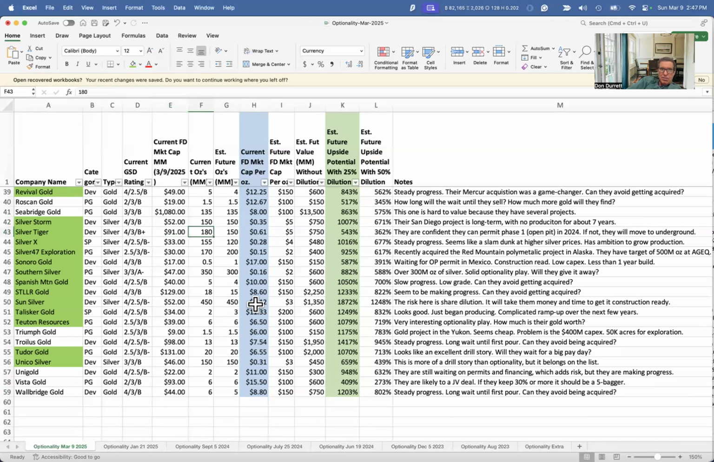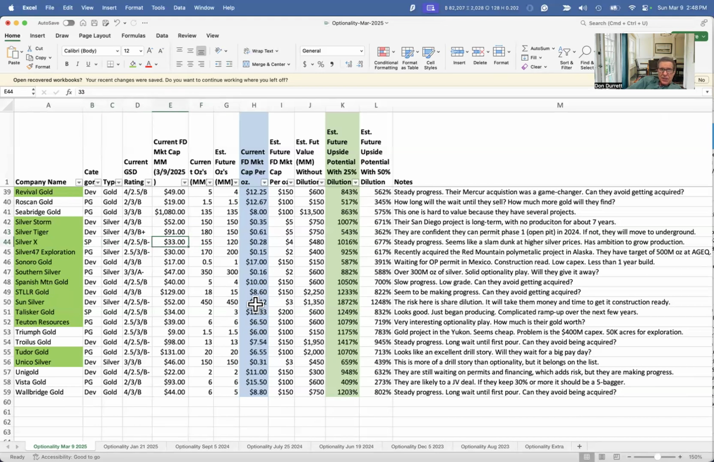Silver Tiger, big fan of this one. Glenn Jessam, paying 60 cents in the ground, 91 million. They have 180 million silver equivalent. I'm only giving them credit for 150. They also have exploration potential. This is in northern Mexico. I think they're going to get their permit this year. I've always been a fan of that one.